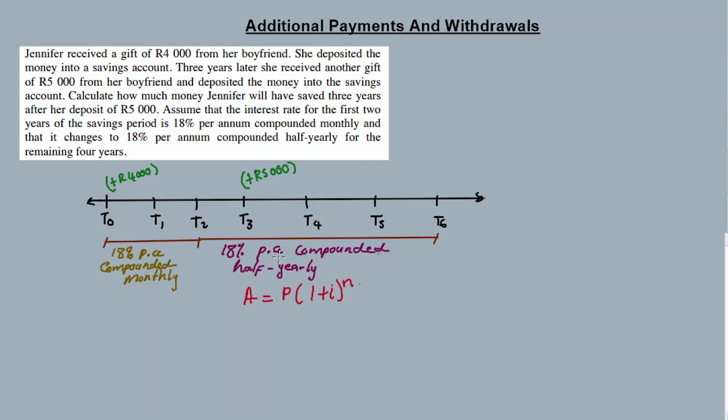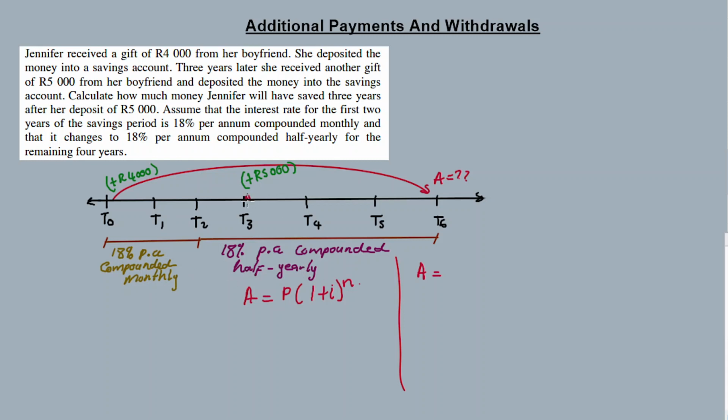Compound formula, because the rates are compounded. Now we come back and say the accumulated amount, it's this value here, it's the future value. So the 4,000 rand will stay over this period in the savings account. So it will see this 18% compounded monthly and then also this change in interest rate, half yearly, you see?